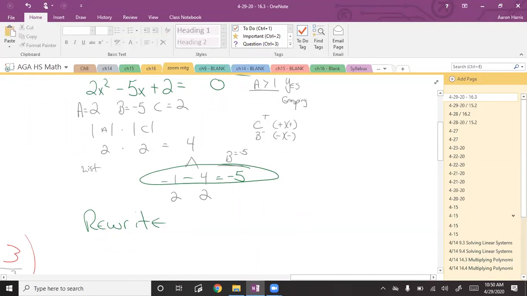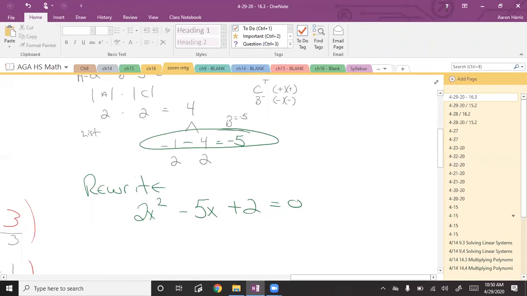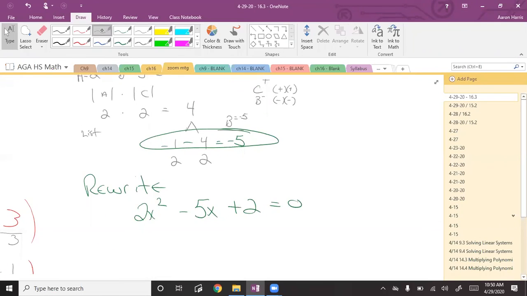Okay, sorry. So now, Aaliyah, what are we going to do? You're going to rewrite the equation. So the equation says what? 2x squared minus 5x plus 2 equals 0. Good. How am I going to rewrite it? You're going to plug in the negative 1 and negative 4. Good. So I get negative 1 what? Minus x. Minus what? 4.